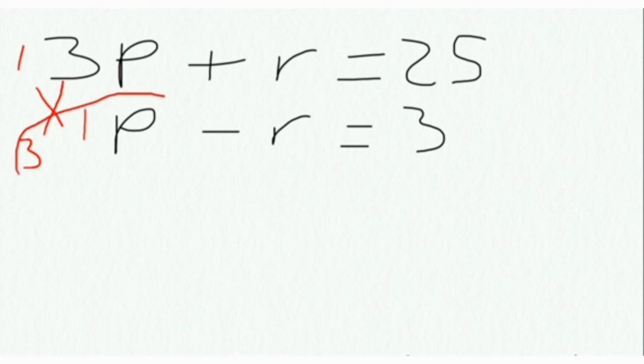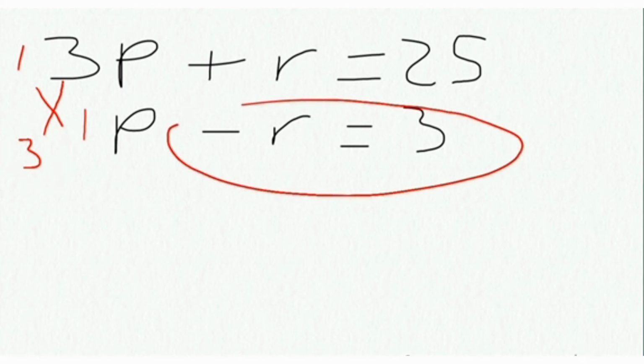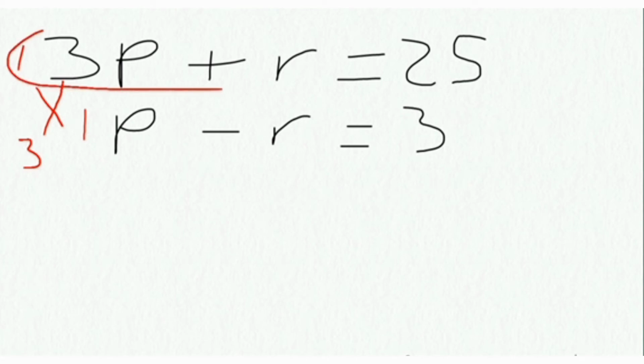3 times p is going to be 3p, and 1 times 3p is just 3p. However, this 3 must also be multiplied with the rest of the equation. So 1 times 3p is not going to change anything. We're not going to multiply 1 times everything of this equation, since 1 times r is just r, 1 times 25 is just 25. But we are going to multiply 3 with r and then 3 with 3.